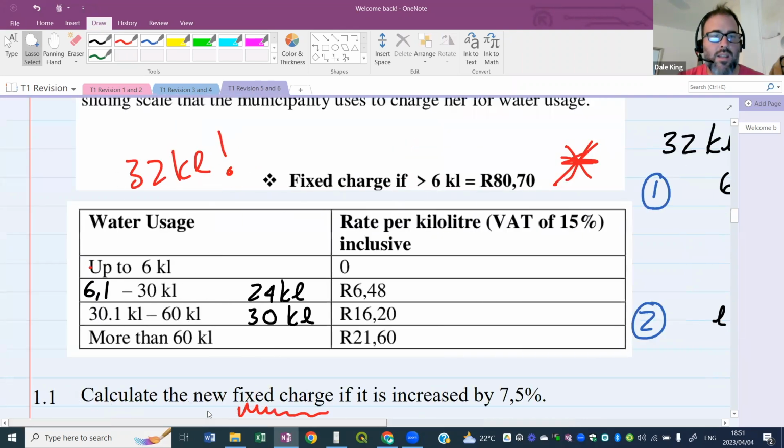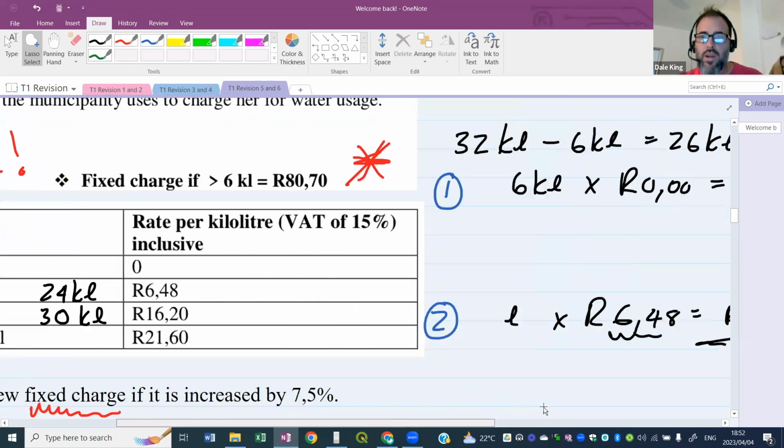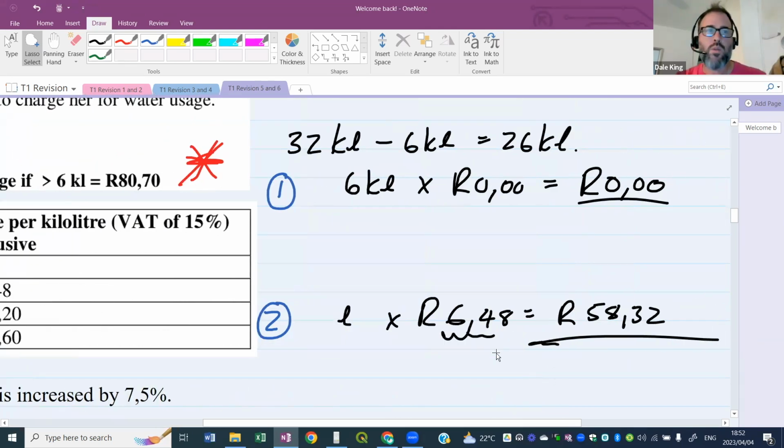Do we stay in the second bracket or do we get pushed into the third one? Well, if you look here, if we know there's 24 kiloliters in the second bracket, I still have 26 kiloliters. So I'm using all the water in the second bracket and there's still some left over. That's going to push me into the third bracket. Okay, so this 24 here, we're going to have to remove 24, which is all the water in the second bracket, charge at the second bracket rate, and then deal with what's left over.